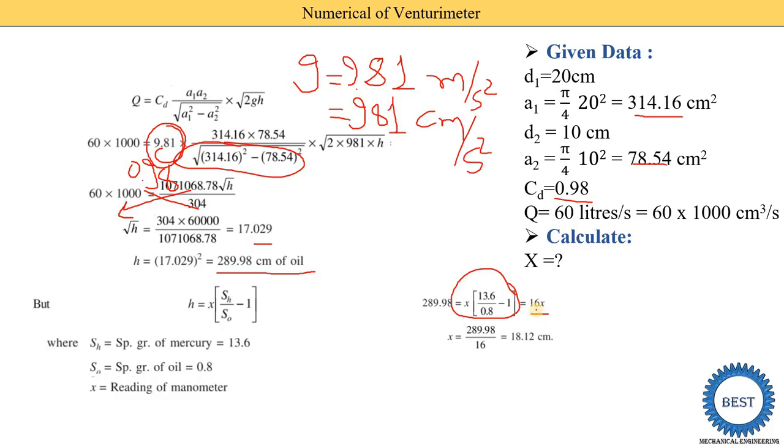And this 16 is shifted to the left side, means 289.98 divided by 16, then we get the answer of X as 18.12 centimeter, means in the manometer the difference between the level of oil and mercury is 18.12 centimeters. So here we solved our numerical.